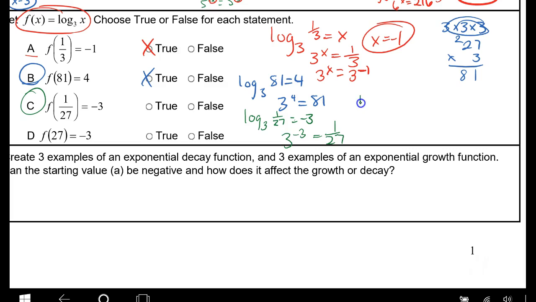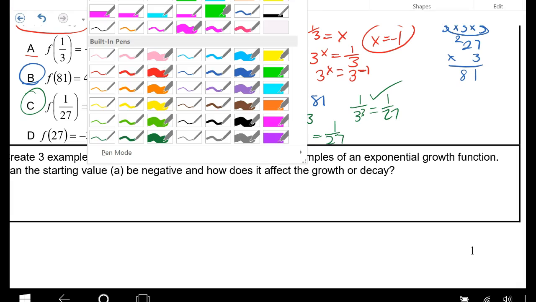So now I'll rewrite this as 1 over 3 to the 3 equals 1 over 27. And I know 3 to the 3 is 27, so this is equal. So that is true.